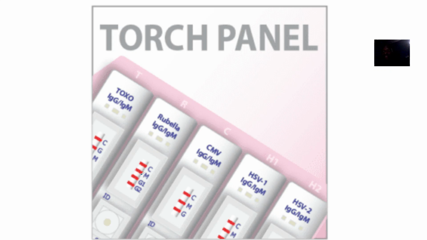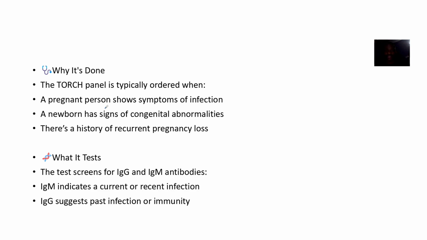All right, this is how the test kit looks, right? So they'll test you for each one of them: Toxoplasmosis, Rubella, Cytomegalovirus, Herpes simplex, right? Then the O is any other infection that they want to test you for. So what is done is, if a pregnant woman is showing symptoms of infections, you do this. If a newborn has signs of congenital abnormalities, you do this. If the person has a history of losing pregnancies over and over, you have to do this.